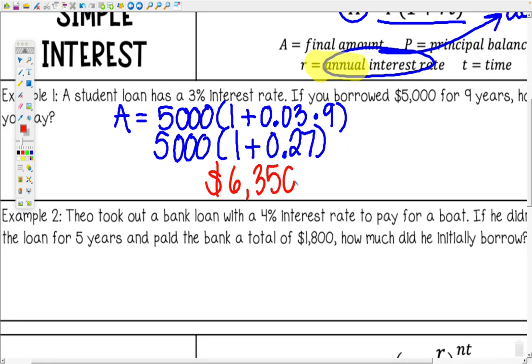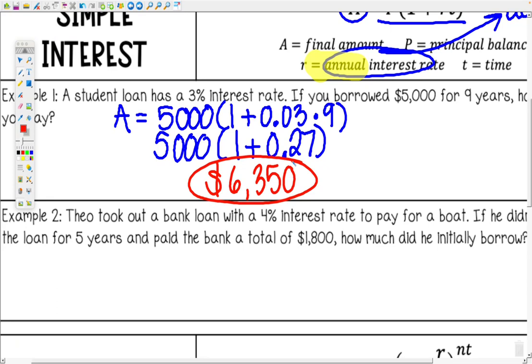And like I said, usually when you're paying an amount back, they give you monthly payments. So they just take the total amount you're going to have to pay back and split it up into however many months you're going to pay it back. You're not going to stay there, are you?